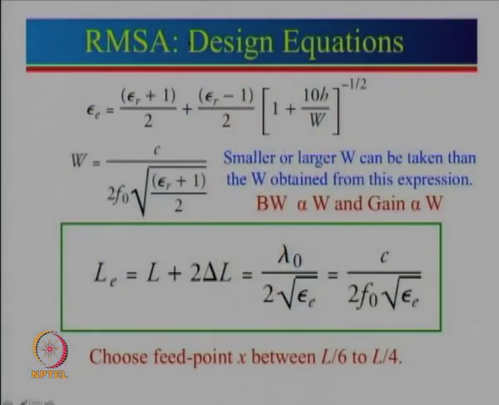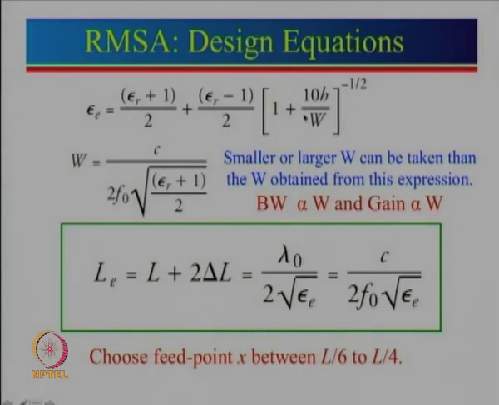So, we need to take the effective dielectric constant, but most of the time for a rectangular patch we take a larger width. So, epsilon e is given by this particular expression, and we can also say epsilon e is slightly less than epsilon r.